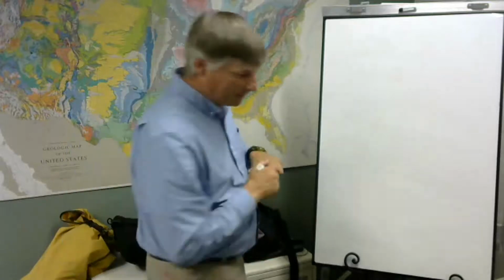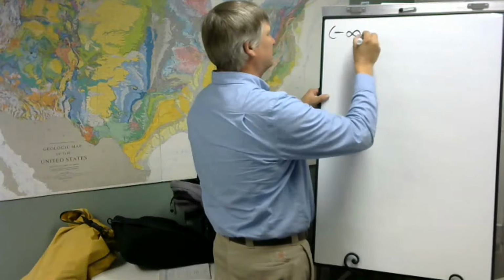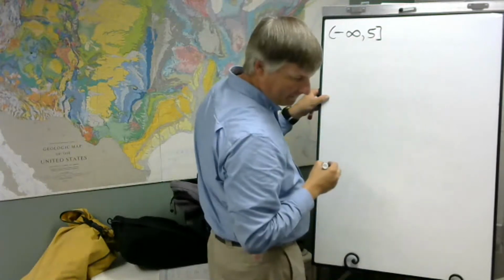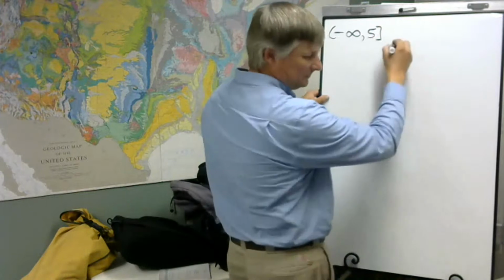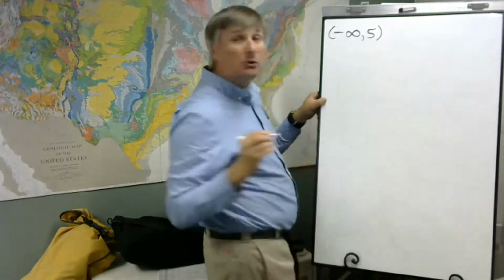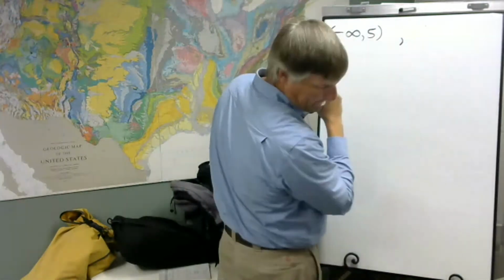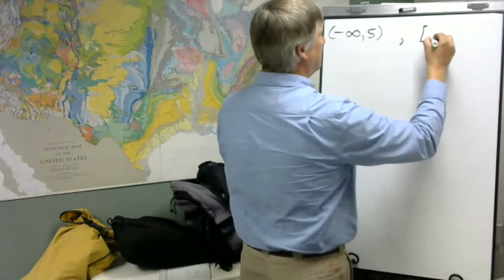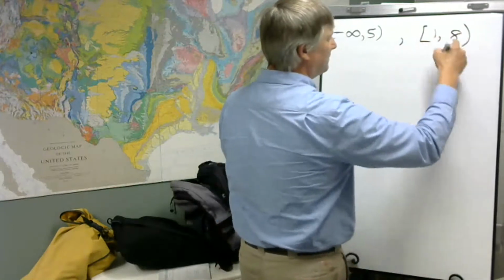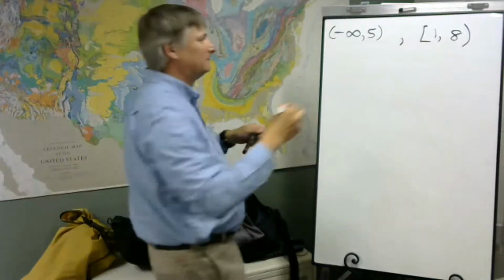Now, let's say we've got this one. We'll exclude the 5. Let's go with 8. We'll exclude the 8. So let's look at the union.